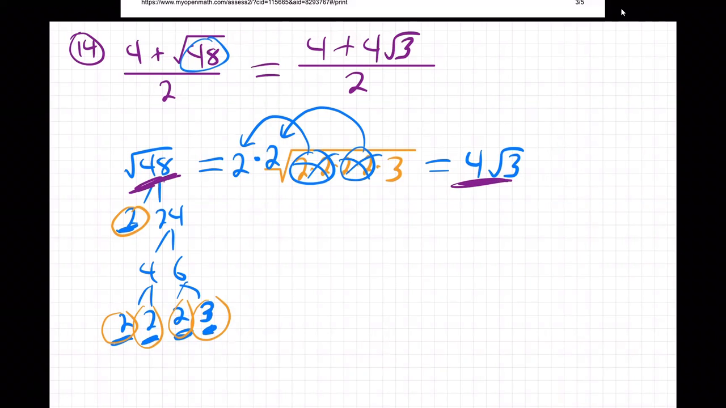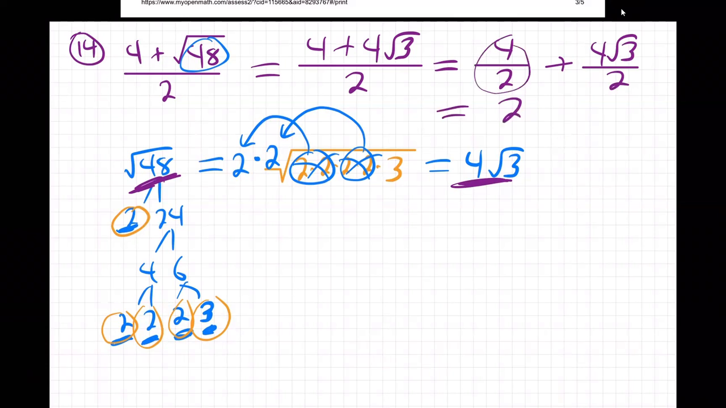Now, how do we simplify this? Well, we just break it down into 2 separate fractions. And we have 4 over 2, and we have 4 square root of 3 over 2. And so 4 over 2 is just 2, and 2 goes into 4 here 2 times, 2 square root of 3. And that's our final answer. We have the box around that. That's our final answer.